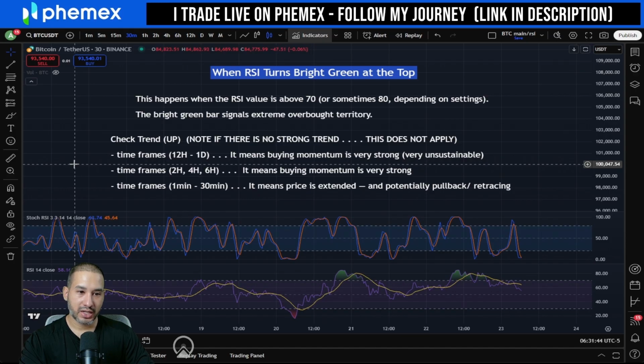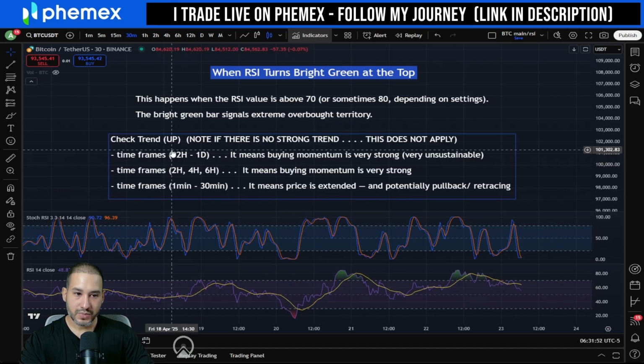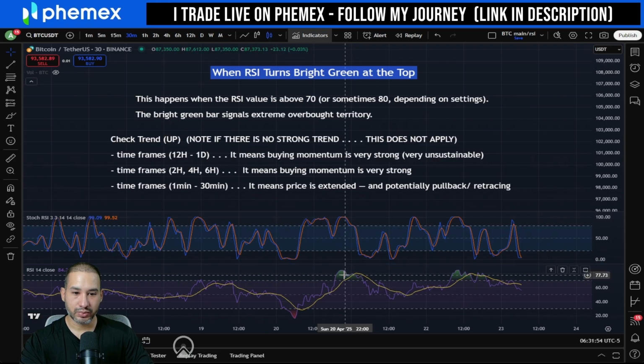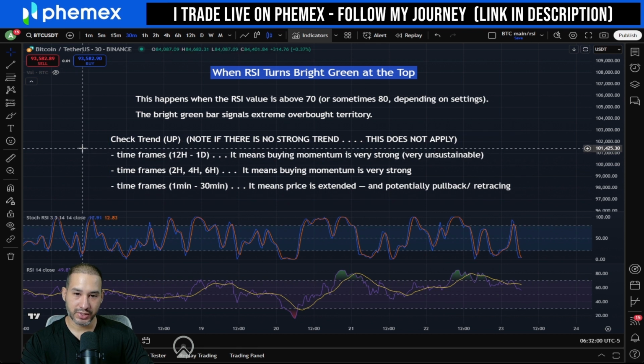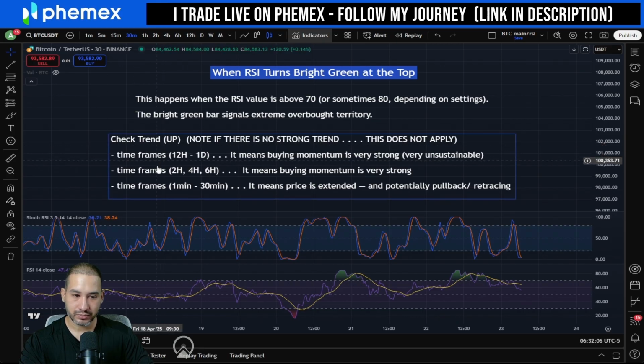So at any point in time, when you're trying to find when the trend is potentially losing strength, this is what you want to look at. You want to see when we're overbought on this 12-hour and daily. It's like, hey, in the next 12 to 36 hours, we should be seeing a pretty strong pullback, a retracement, or maybe even a reversal.